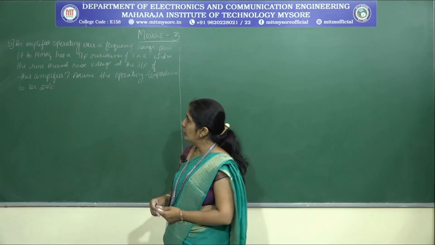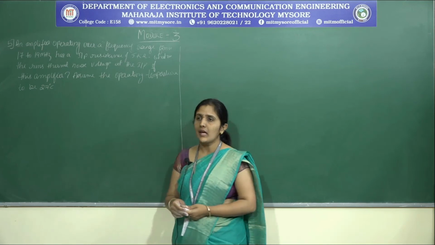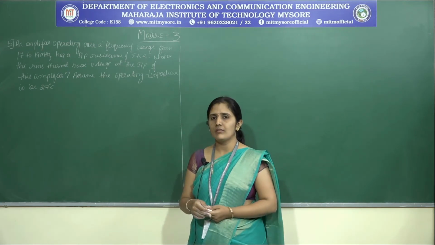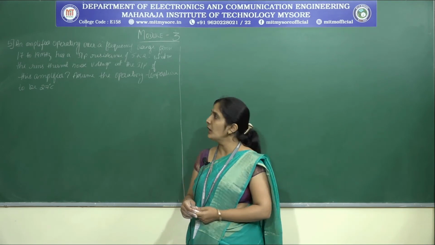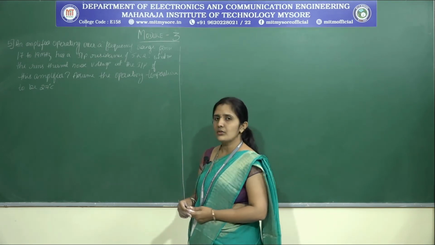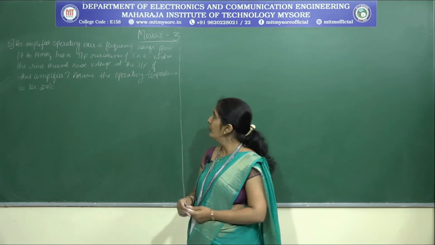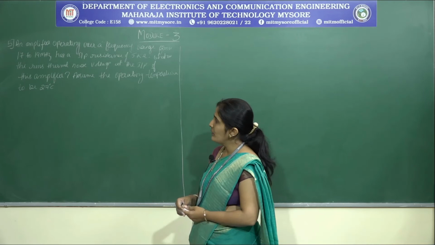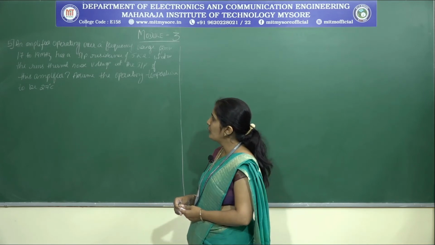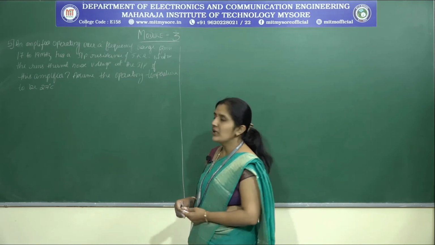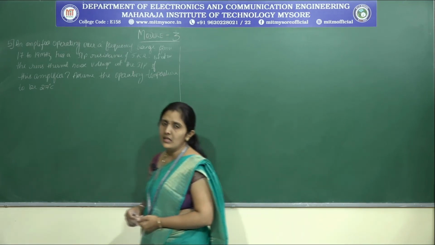Let us solve one more problem. Here an amplifier operates over a frequency range, and they have given the frequency range from 17 megahertz to 19 megahertz, with an input resistance of 5 kilo ohm. What is the RMS thermal noise voltage at the input of this amplifier? We have to assume the operating temperature is 27 degrees Celsius.